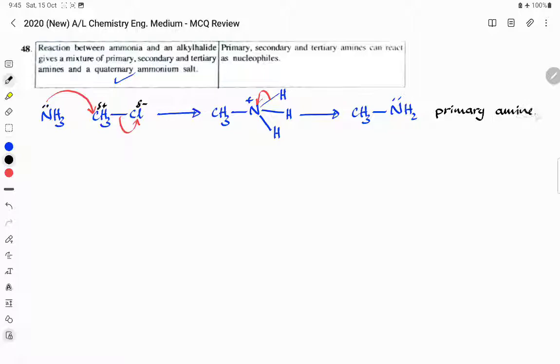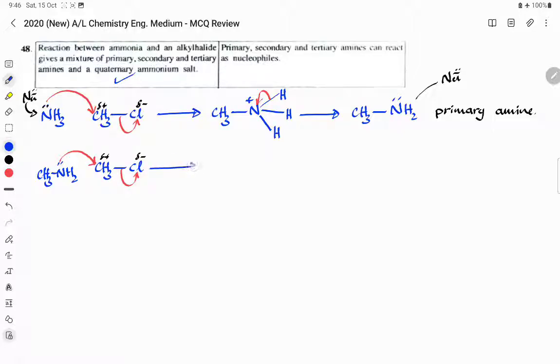Now this produced primary amine also has a lone pair, so it is also a good nucleophile, like ammonia. So if the alkyl halide is present in the solution, it can react with this CH3NH2. This CH3NH2 primary amine will also act as a nucleophile and attack the alkyl halide. Since this is delta plus, delta minus, the lone pair on the nitrogen will attack the carbon, and chlorine will be removed.